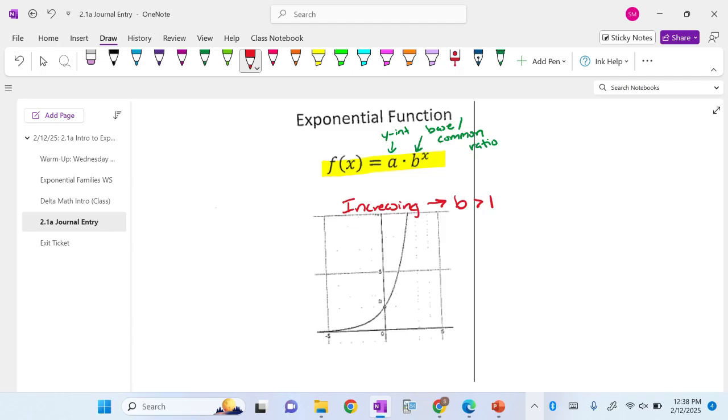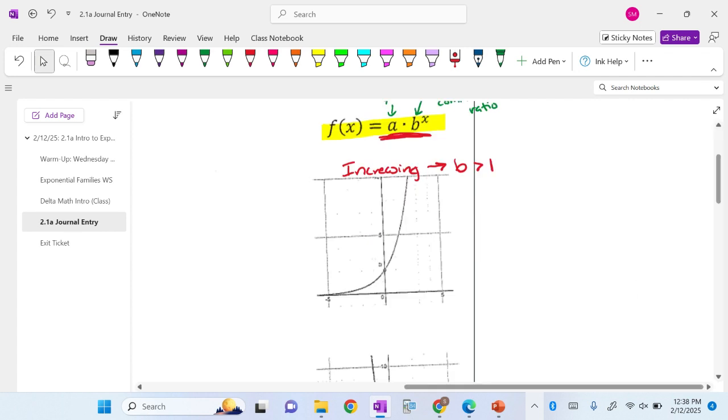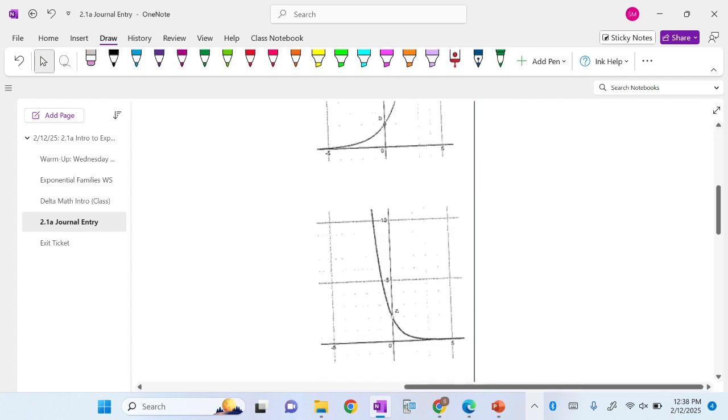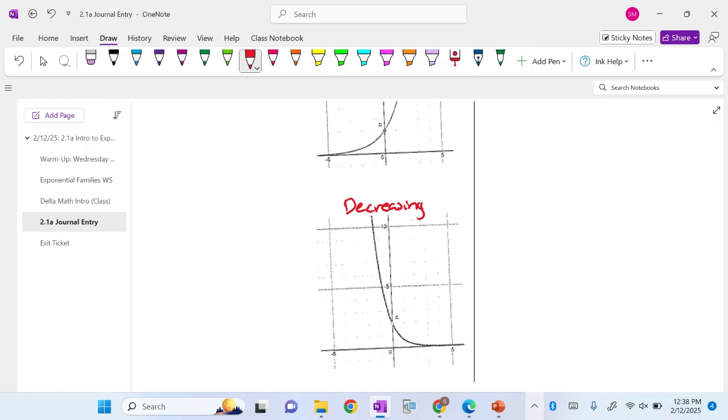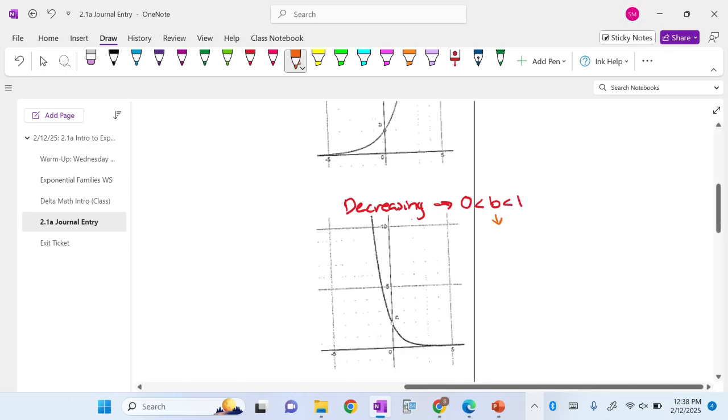Now, in its base form, so in this form, well, I'll come back to that in a second. Now, the decreasing graph is this next one. So this is the decreasing graph. And remember, like I said, that means when the b value is between 0 and 1. So in other words, it's a fraction.